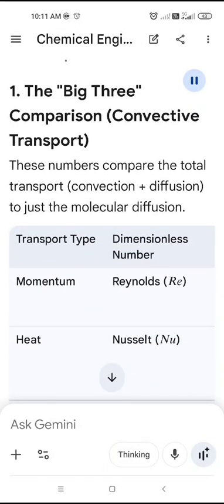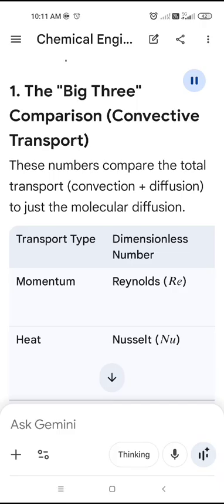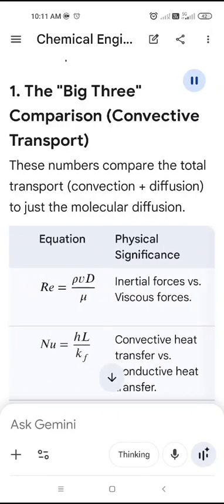1. The big three comparison. Convective transport. These numbers compare the total transport, convection plus diffusion, to just the molecular diffusion. Transport type, dimensionless number, equation, physical significance. Momentum: Reynolds, Re. Inertial forces versus viscous forces.